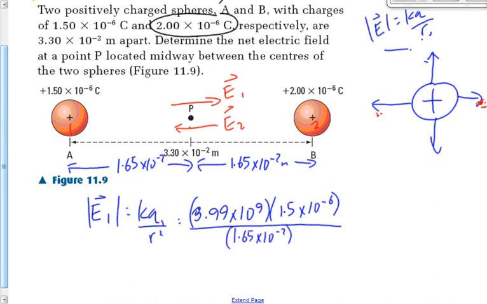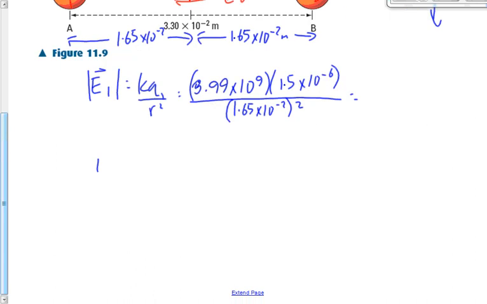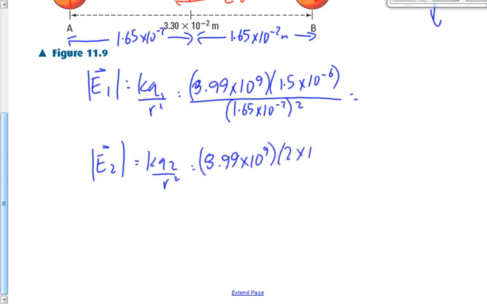Don't forget to square that. This side of the room, these 3 rows, calculate E1 for me, please. E2, which you guys on this side of the room are going to calculate, KQ2 over R squared. K is the same. Q2 is 2 times 10 to the minus 6, and the distance is the same as well.